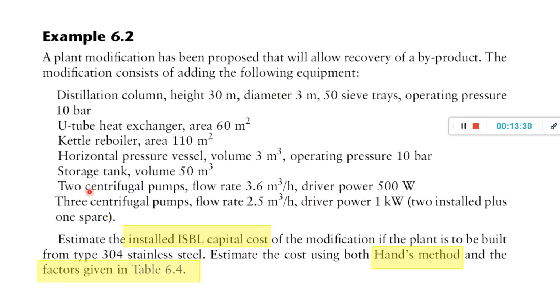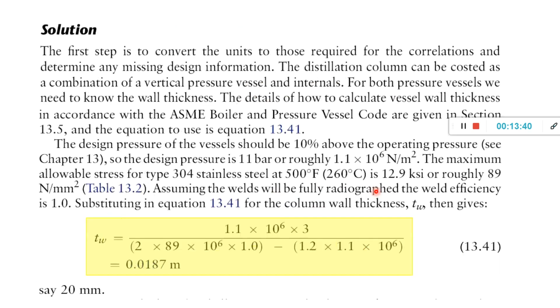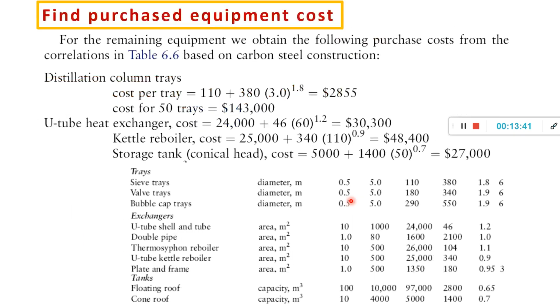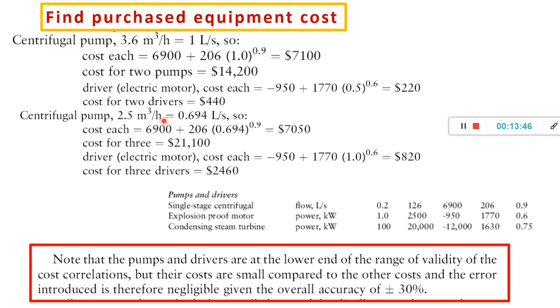So the 2 centrifugal pump flow is this one, cubic per hour, then we convert to liters per second. Then this one, driver power 500 watt. This driver power 500 watt, we need to calculate it also for the cost. The cost for pumps is 14,200, done, and then the driver cost is according to this one. Okay, the power is 50 kilo.